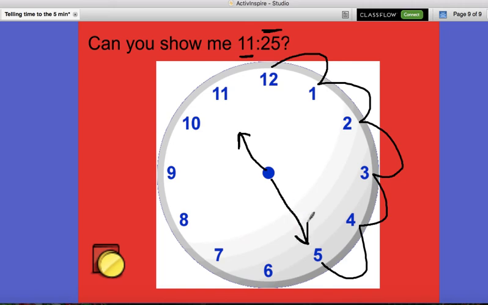Now what you're going to do is you're going to complete a worksheet. It's going to be attached underneath this video that you find on the Padlet. And what you're going to do is you're going to have to draw the time, just like I did here.